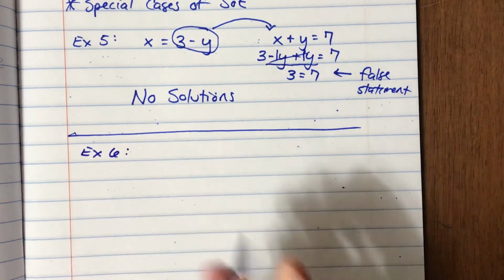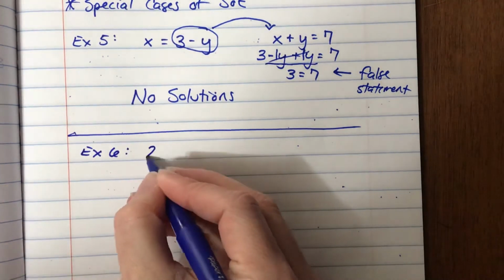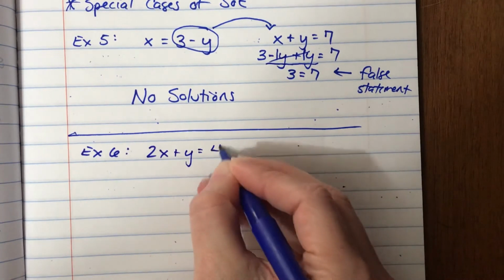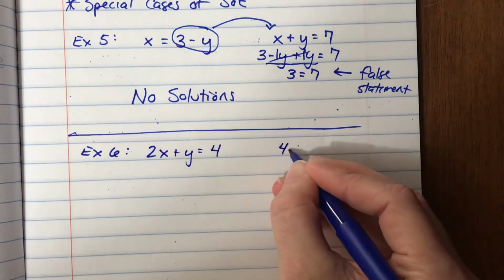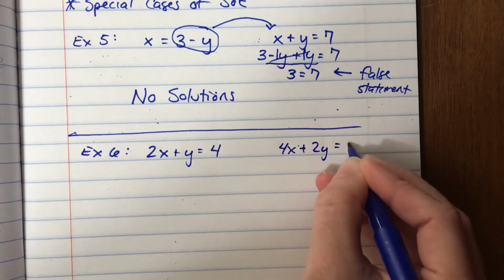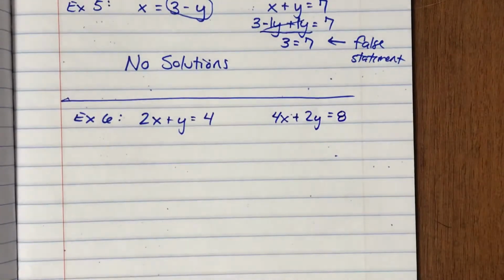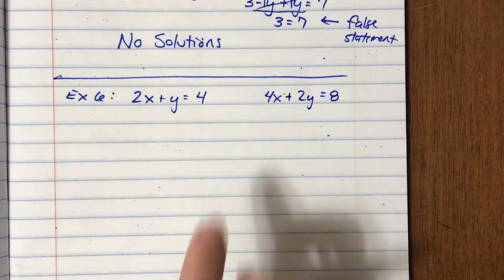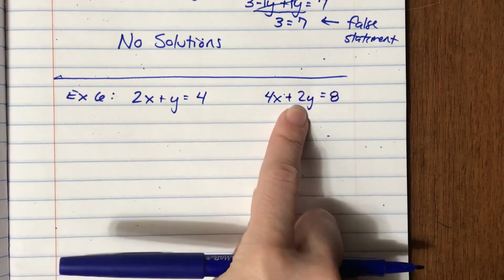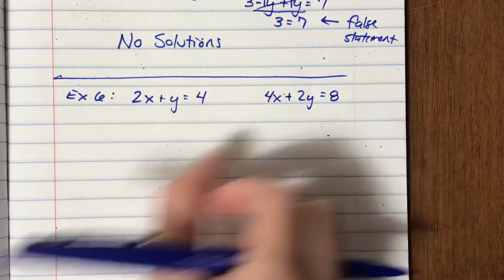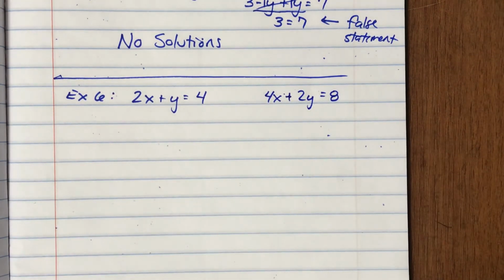So example number 6 is going to look like this. 2x plus y is equal to 4, and then the other equation is going to be 4x plus 2y is equal to 8. And so again, we're just starting with a normal system of equations, and we ask ourselves, is one of these solved for x or y first? And no, they're not. We don't know what y is equal to, or what x is equal to. Right now they're in combination, but can we solve for either x or y very easily?